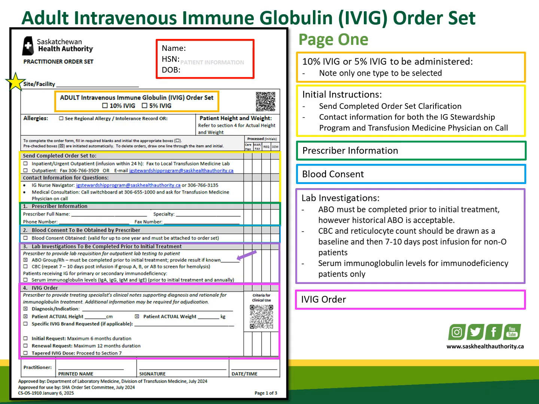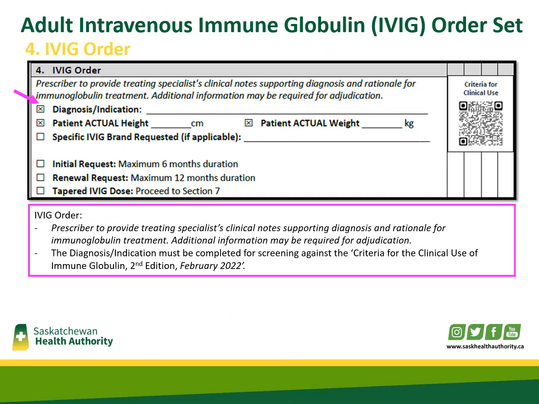For the IVIG order, the big things that have to be filled in this box is the diagnosis/indication, as well as the patient's height and their weight. So as I just mentioned, the diagnosis and indication does have to be filled out because that is what you're going to use to screen against the criteria document.